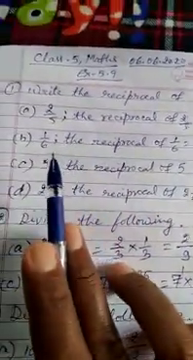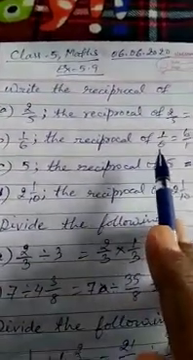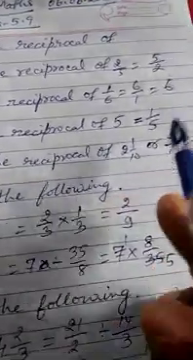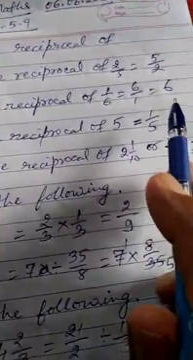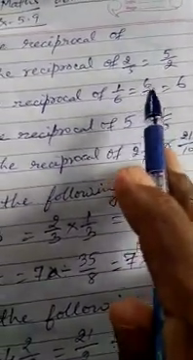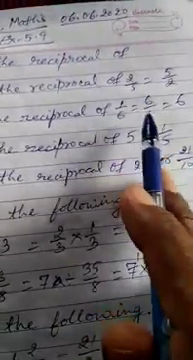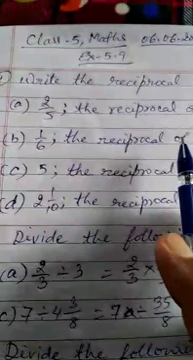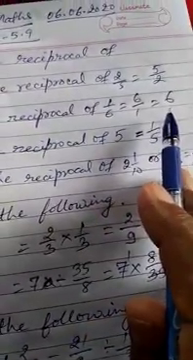Now B, 1 by 6. So the reciprocal of 1 by 6 is equal to 6 by 1. And 6 by 1 you can write as 6, because when you divide any number by 1, the result will be the number itself. So 6 by 1 is equal to 6. So the reciprocal of 1 by 6 is equal to 6.